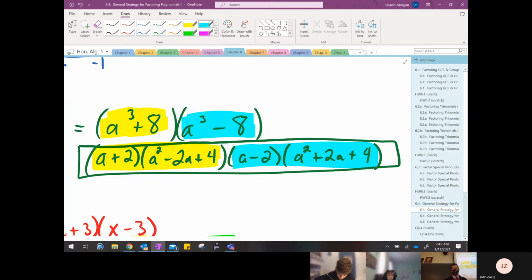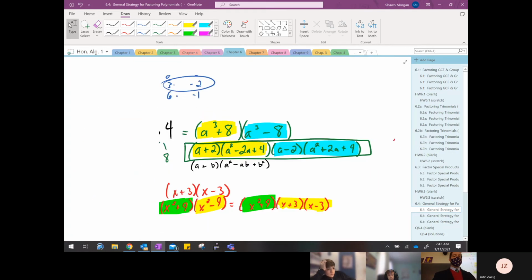So like in the template, where the template had, I'll write it in black, A plus B, A squared minus AB plus B squared, right? That's exactly what we did. Everywhere we see a B, we plug in a 2. Everywhere we see an A, we just left it as A because that's what it was right there. All right. Not too shabby.